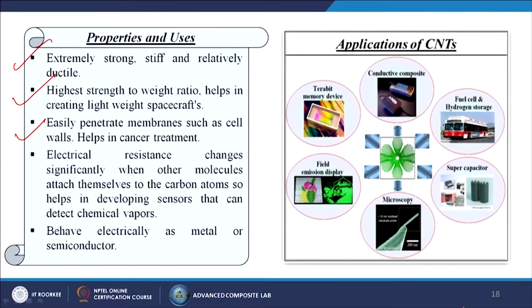Electrical resistance changes significantly when other molecules attach themselves to the carbon atoms, which helps in developing sensors that can detect chemical vapors. That is why nowadays we use them for humidity sensors, biomolecule sensors, gas sensors and so on. Next, they behave electrically as a metal or maybe a semiconductor, so we use them for energy storage or energy generation. So, what are the applications? We use them for memory devices, high end memory devices, conductive composites, fuel cells, hydrogen storage, supercapacitors, microscopy, field emission displays and various others.